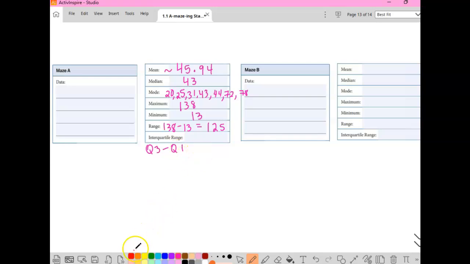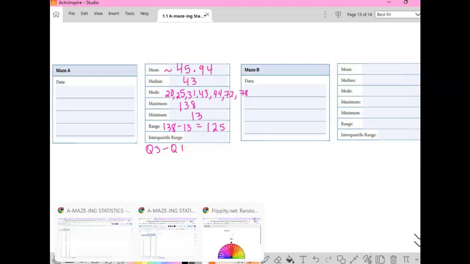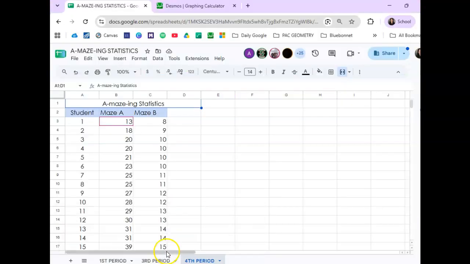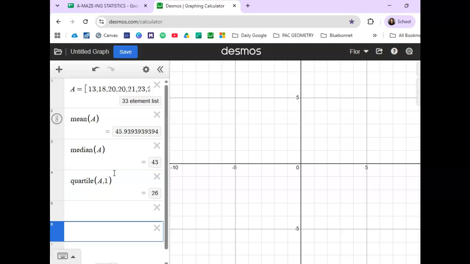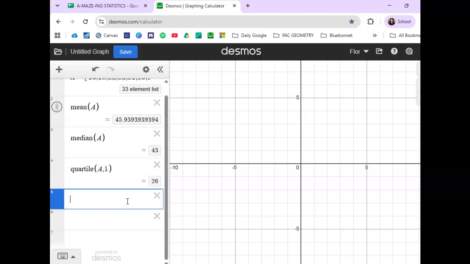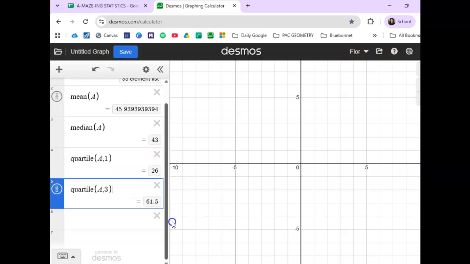So now let's find the command for quartiles. How are we going to find the quartiles? What does it say? Okay, quartile, type the word quartile, parentheses, A, comma, it's a comma, not a period, comma 1. There's Q1. And then we'll do it again for Q3. Quartile, A, comma, 3. Alright, make sure you get the same numbers as me. We have 26 for Q1 and 61.5 for Q3.